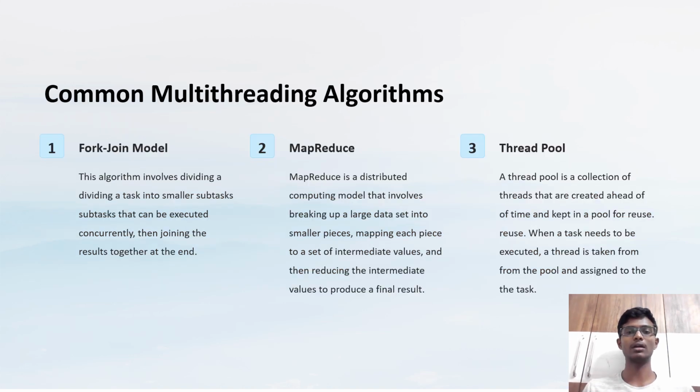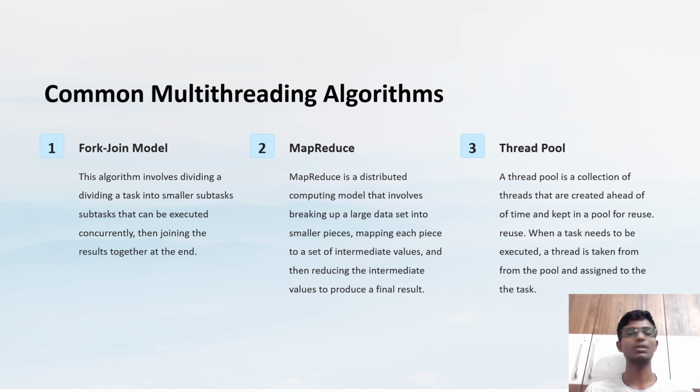Common multithreading algorithms are fork join model, MapReduce, and thread pool. In the fork join model, the algorithm involves dividing a task into smaller subtasks that can be executed concurrently, then joining the results together at the end. MapReduce is a distributed computing model that involves breaking up a large dataset into smaller pieces, mapping each piece into a set of intermediate values, and then reducing the intermediate values to produce a final result.